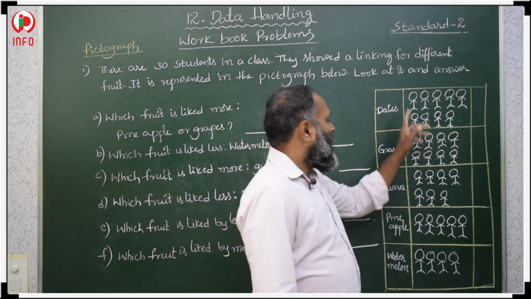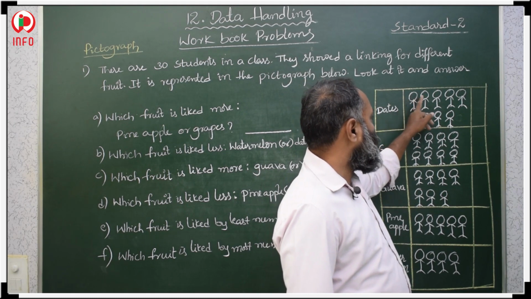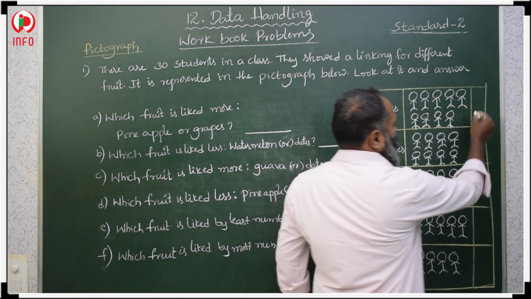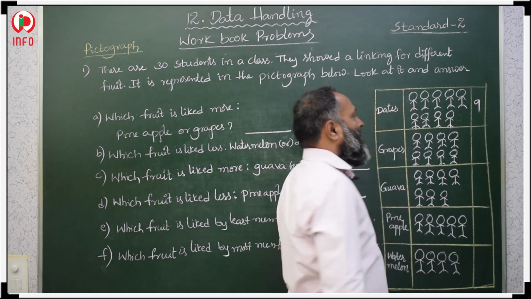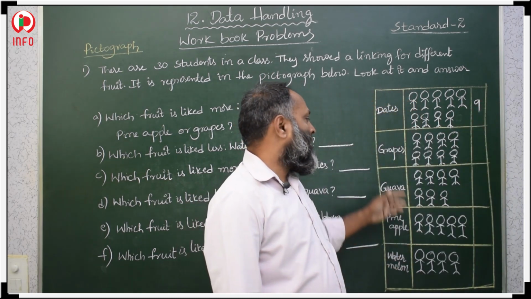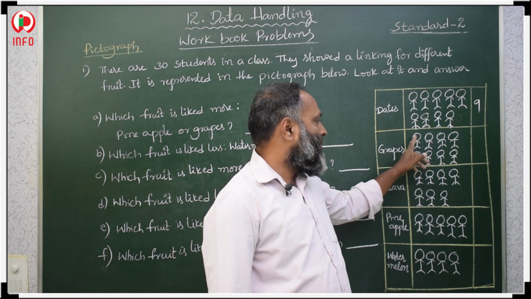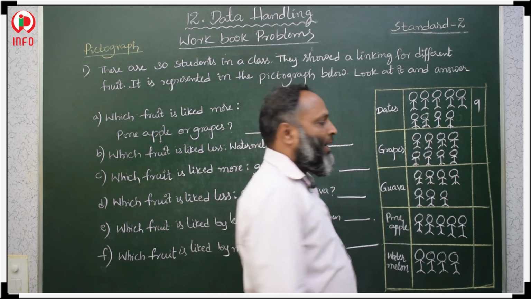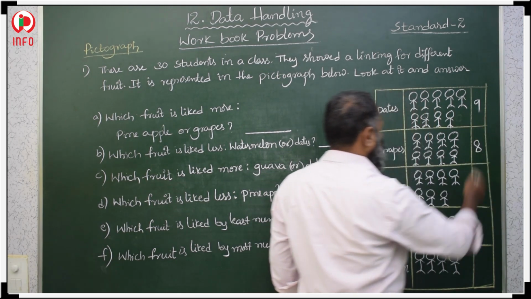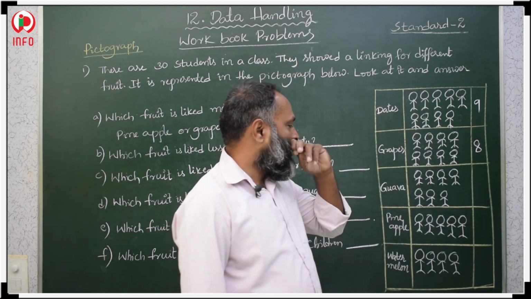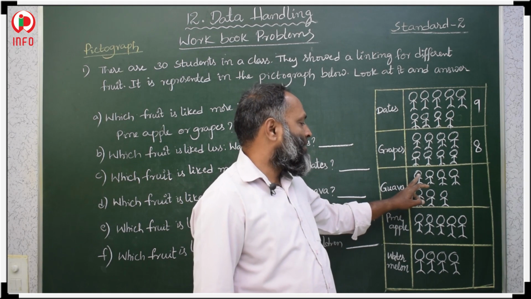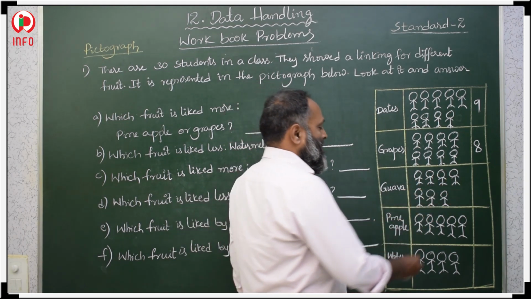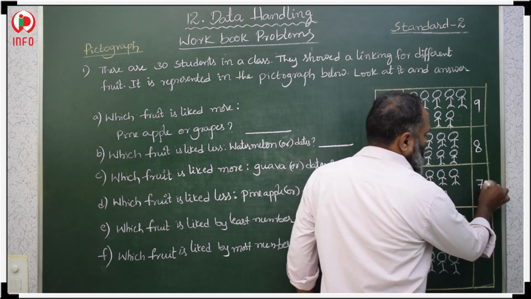So here, how many students like dates? 1, 2, 3, 4, 5, 6, 7, 8, 9. 9 students, 9 children like dates. Then how many children like grapes? 1, 2, 3, 4, 5, 6, 7, 8. 8 children like grapes. Then how many children like guava? So that is 1, 2, 3, 4, 5, 6, 7. 7 children like guava.